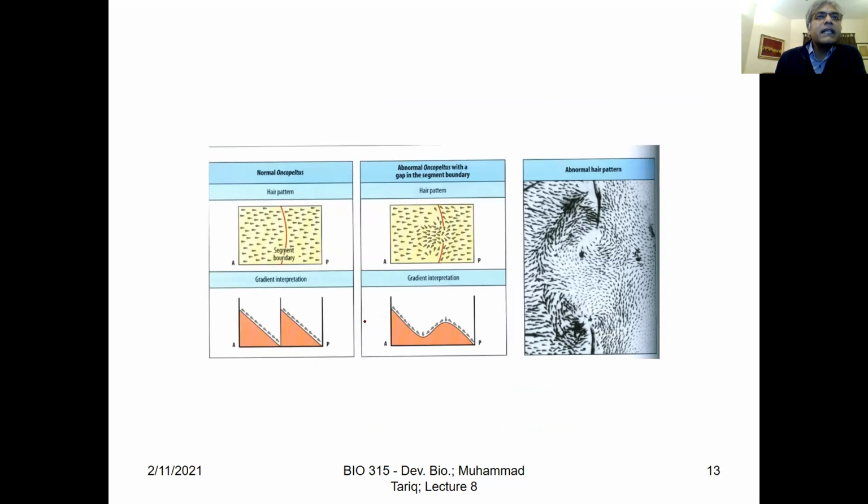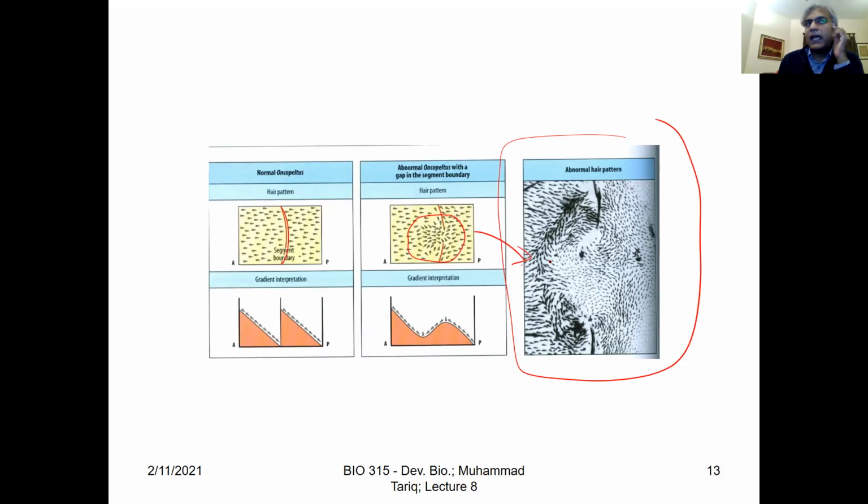So this is another example where you see the compartmental boundary. If the compartmental boundary is disturbed, you can see cells start mixing with each other. And this is the real picture under the microscope, showing compartmental boundaries disturbed. These compartmental boundaries are somehow the interpretation of morphogens which are expressed early on. They are the ones which establish such patterns.